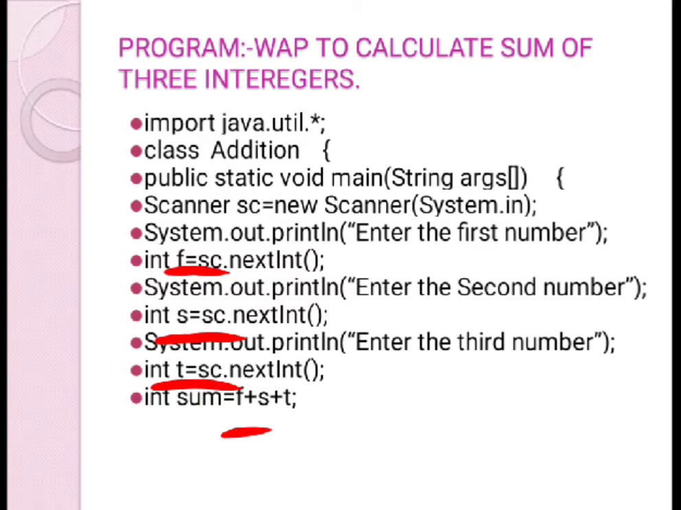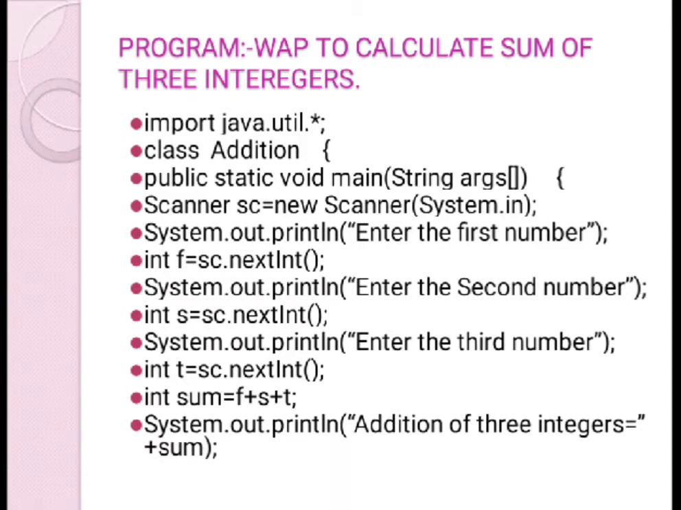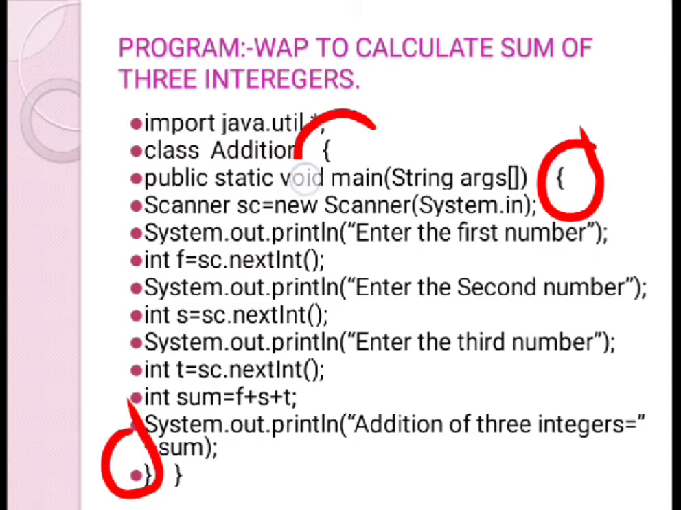So write sum = f + s + t, and at the end just simply print the addition of three numbers, which is stored in the sum variable. The sum is stored in the sum variable, so we are going to print the sum variable. After that close the brackets: first you have to close the method bracket, and then you need to close the class bracket. So this is a very basic program.